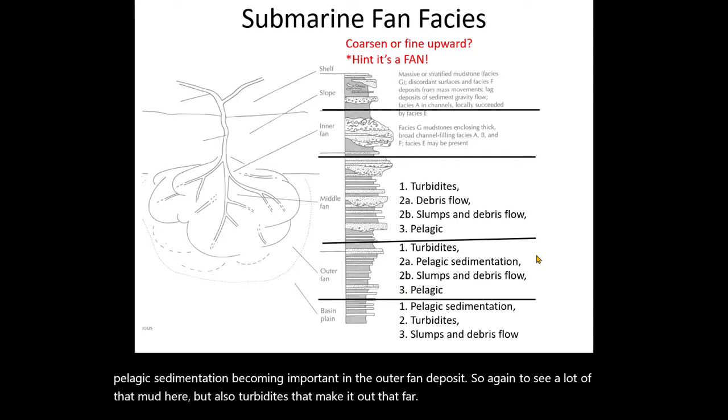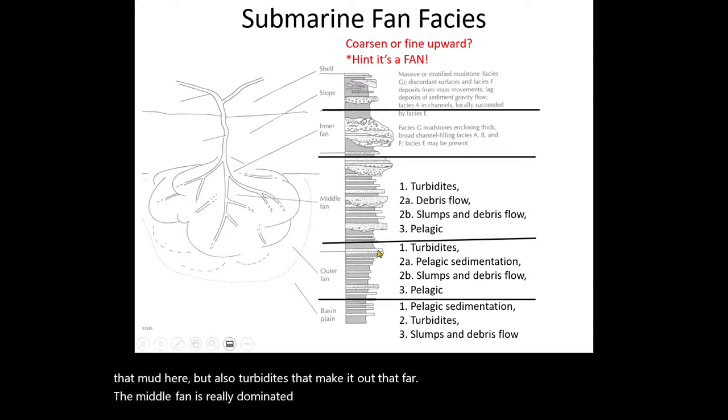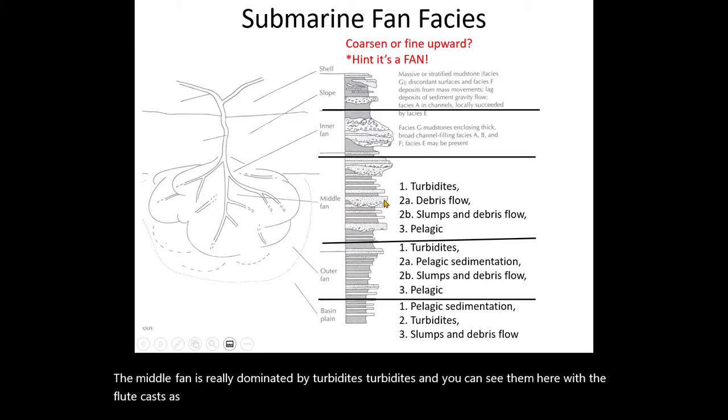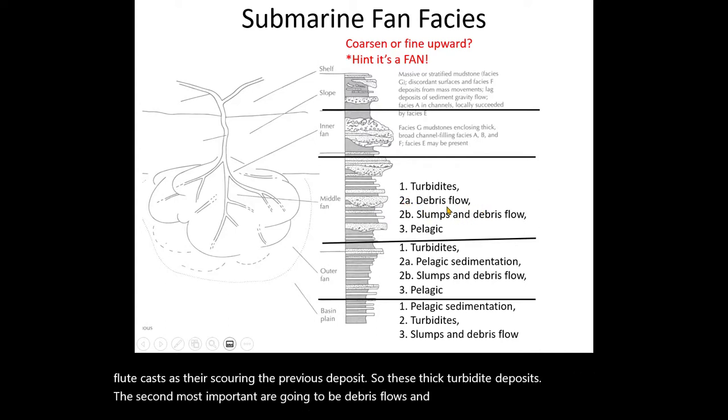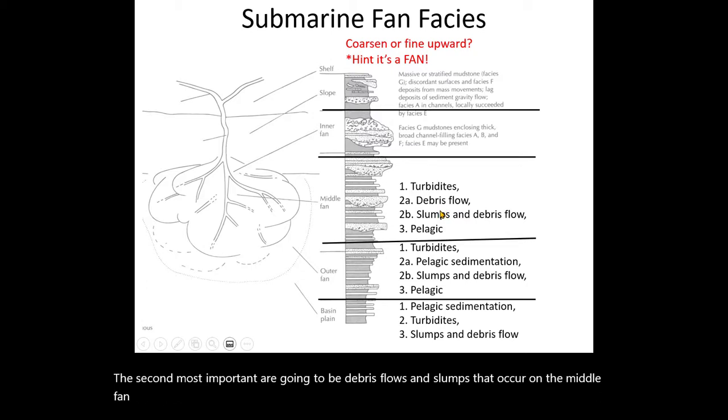The middle fan is really dominated by turbidites, and you can see them here with the flute casts as they're scouring the previous deposits, so these thick turbidite deposits. The second most important are going to be debris flows and slumps that occur on the middle fan. This is going to be a steeper portion of the fan compared to the outer section, which would be much less steep.